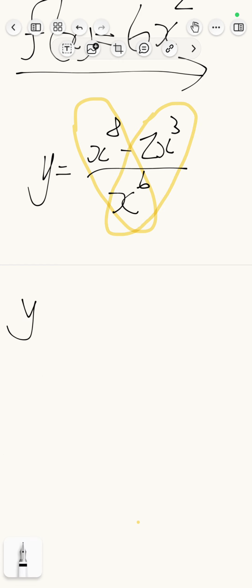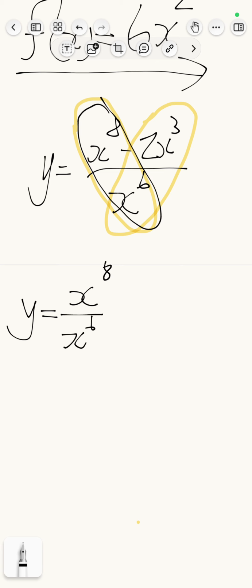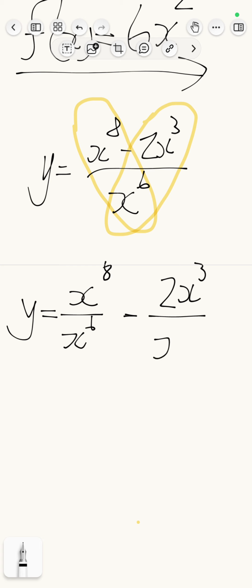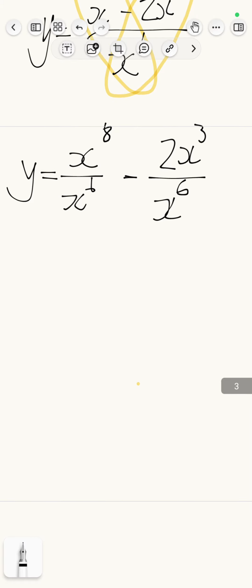So what am I going to have? Still y, because I haven't taken the derivative yet. I haven't applied the rule yet. I'm going to have x to the power of 8 divided by x to the power of 6. So that one becomes a fraction. The minus sign, which is from there. And then this one is going to become a fraction, which is 2x to the power of 3 divided by x to the power of 6. Right, so now I have separate fractions, which is great, separate terms. I need to just simplify this first before I can actually get into applying the rule.